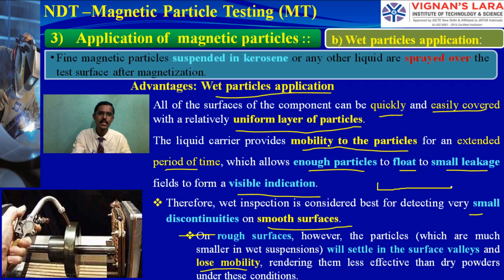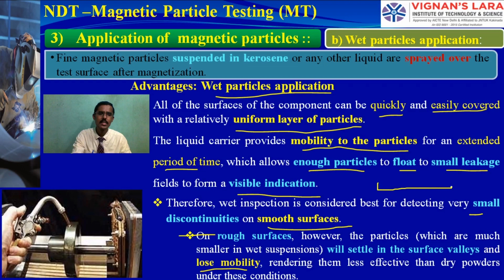But if we are using spray, horizontal, vertical and overhead application is possible. On rough surfaces, however, the much smaller particles in the wetting suspensions will settle in the surface valleys and lose their mobility. You see, the surface should have some smoothness. If the smoothness is not there, whatever liquid we are spraying will be stuck on the non-smooth zones.